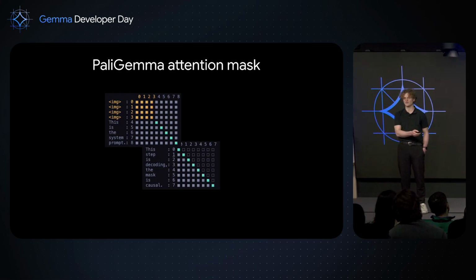So on the left, you have what happens with the prompt, so basically the prefill. But then after you've processed that, the rest of the mask should be completely causal. And if you don't get that right, your generations are going to be very, very bad.